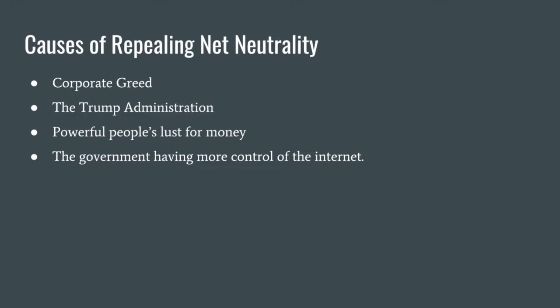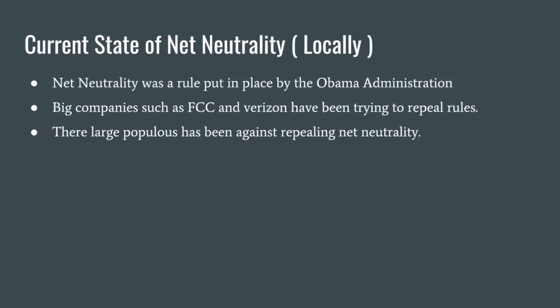One of the side effects is that the government can have direct control over the internet. The internet providers might sell this information to other people, like how Facebook did.